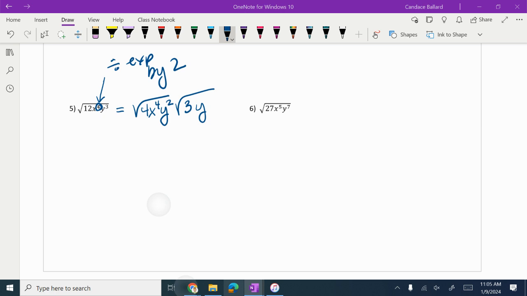Okay, now let's actually take the square root. What's the square root of 4? 2, good. And I'm going to divide these exponents by 2. Okay, so when I take the square root of x to the 4th, I get x what? Squared, good, because I divide the 4 by 2. Okay, all right, when I just take the square root of y squared, what do I get? Y, good. And then this back piece we've already taken care of, just write it down, square root of 3y.